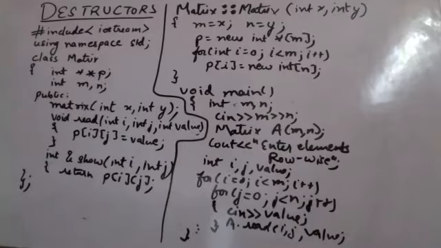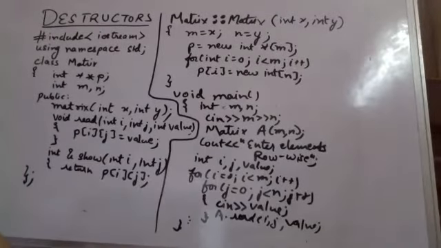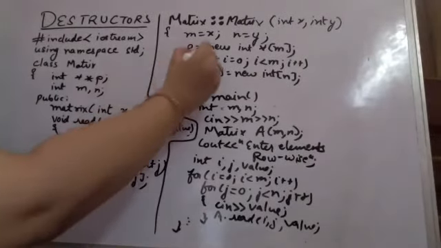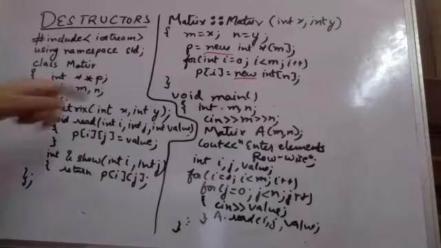Now what happens is when I'm dynamically allocating memory to the objects, I need to dynamically free that memory also. When I'm using new to create the objects, I want to use delete to delete them. When do I delete them?